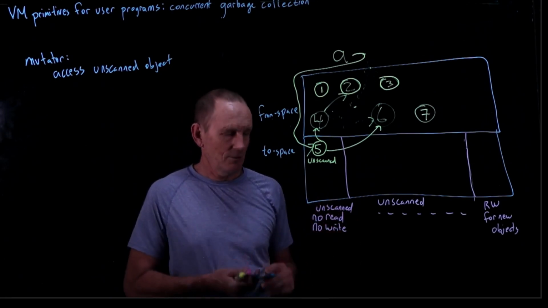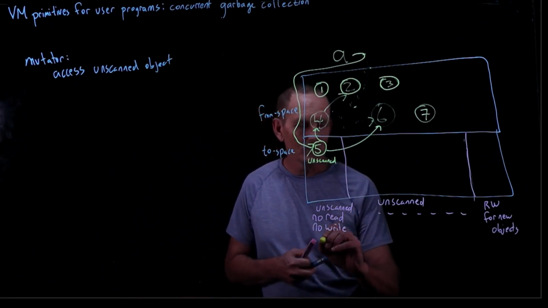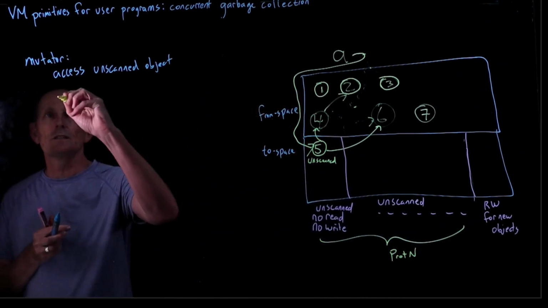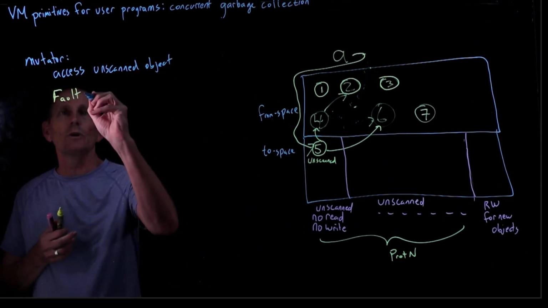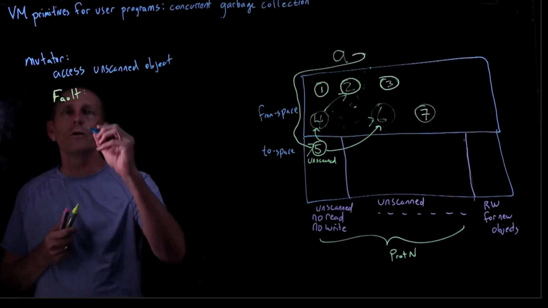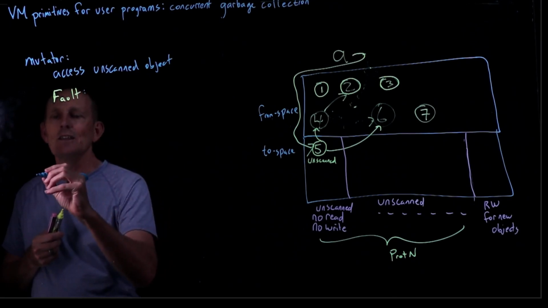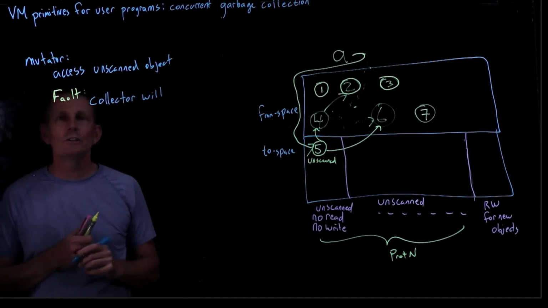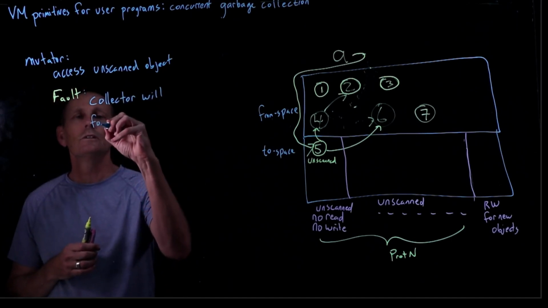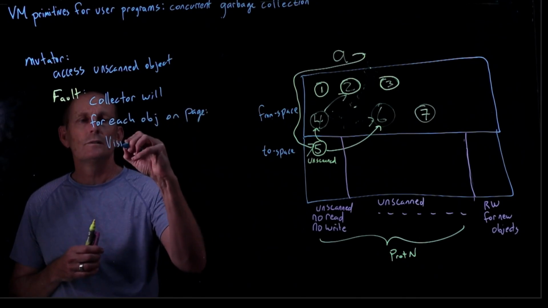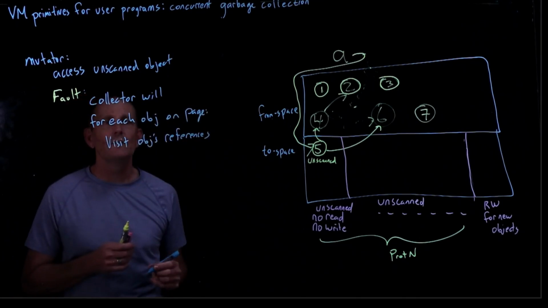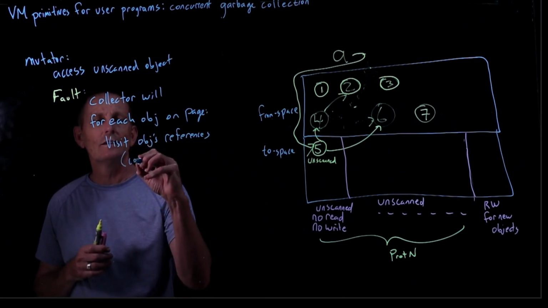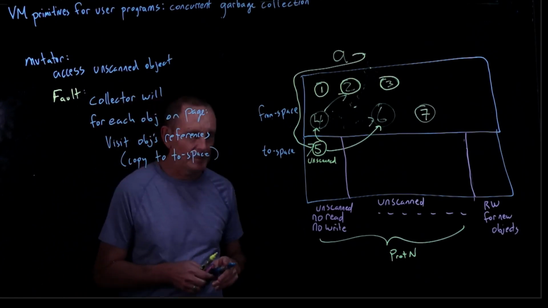By the way, how did we do this? We did this with... so we're going to get a page fault, which is the fault primitive. So what do we do on a page fault? We're going to let the collector handle that. What's the collector going to do? It's going to visit the references of the object that is copied to 2-space.